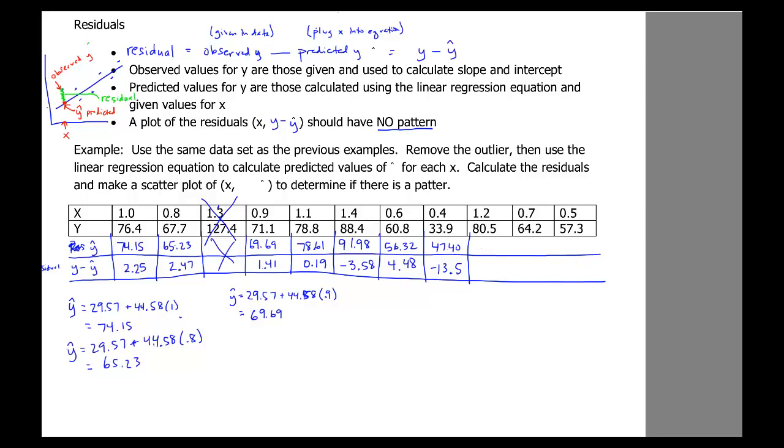Next one, x is 1.2. We get a predicted y of 83.07, which gives us a residual of negative 2.57. And just 2 left. We get 60.78 and 3.42. And the last one, for x equals 0.5, if we plug that into the equation, y hat equals 51.86. And the residual will be 5.44. So now we have all of our residuals, and we're going to plot them, scatter plot again.